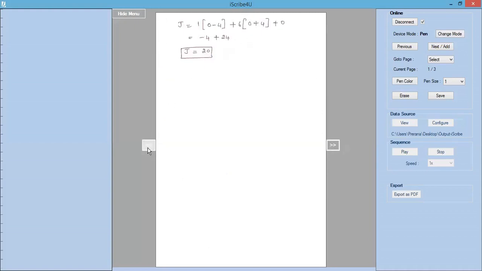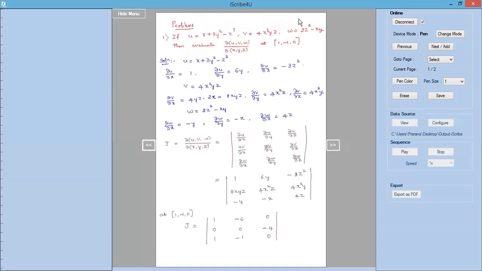So if we simply know the partial differentiation concept and the Jacobian formula is memorized, this is how we find the Jacobian at the given point.